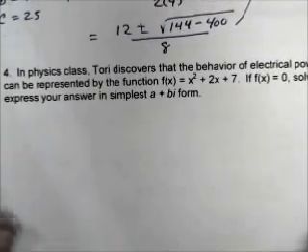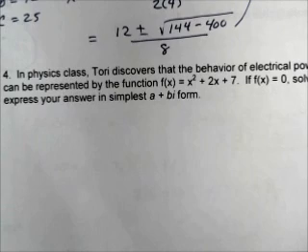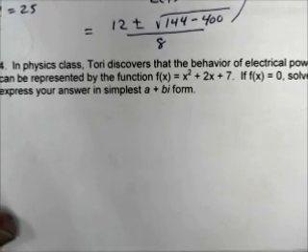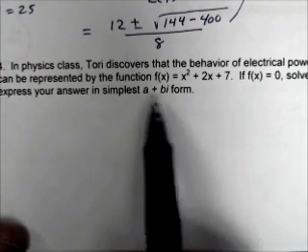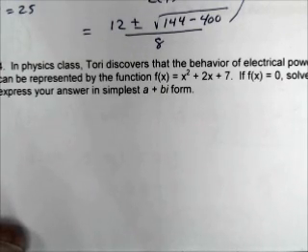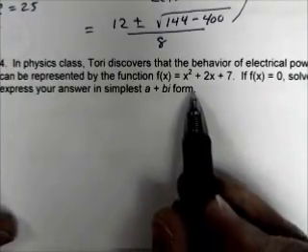And our last problem, a word problem. In physics class, Tori discovers that the behavior of electrical power x in a particular circuit can be represented by the function f of x is equal to x squared plus 2x plus 7. If f of x equals 0, so we replace f of x with 0, solve the equation and express your answer in simplest a plus bi form.